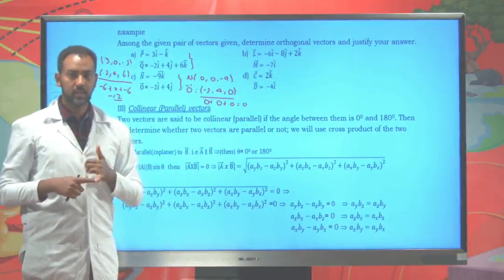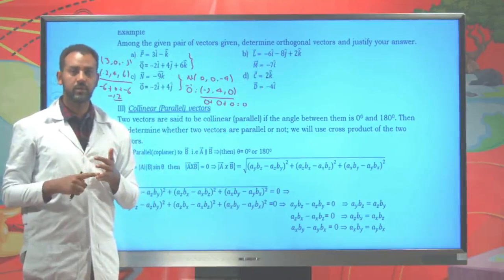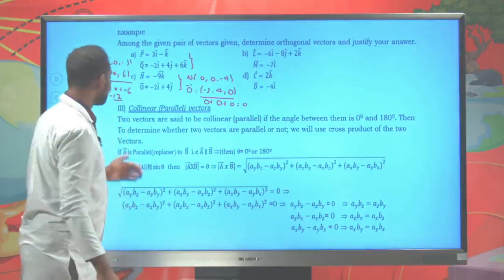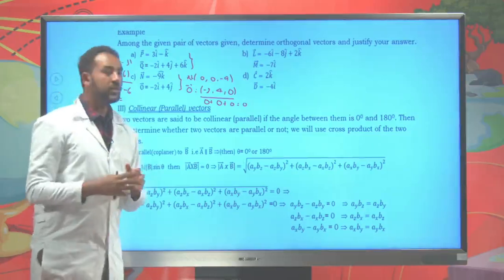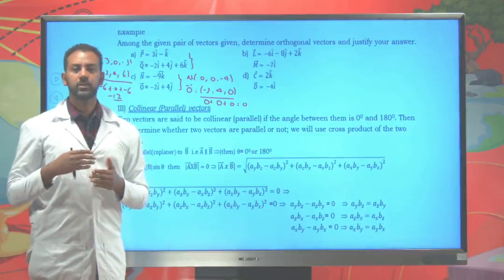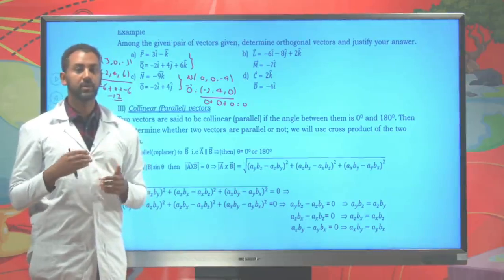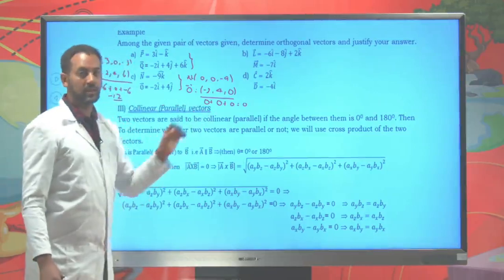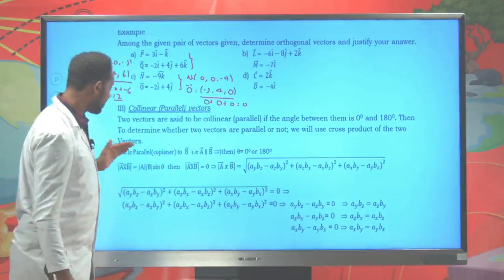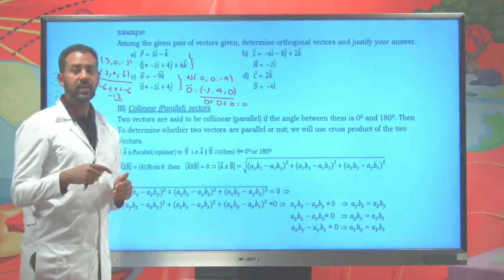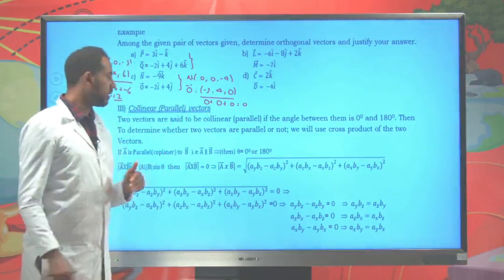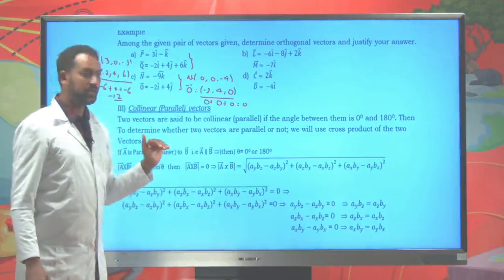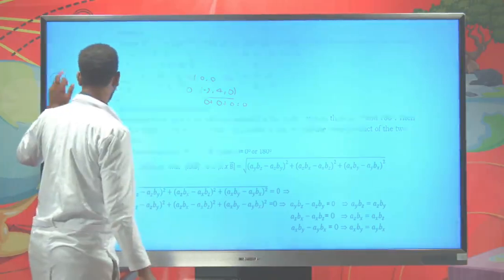Previously, we have said that the scalar projection is one way, and the other way is to find the orthogonality of vectors. And the other point is collinearity, or we can say that it's possible to check whether two vectors are parallel or not. How do you determine whether two given vectors are parallel or not? We should use the cross product. The cross product of the two vectors gives us 0. It means that they are orthogonal or collinear vectors.